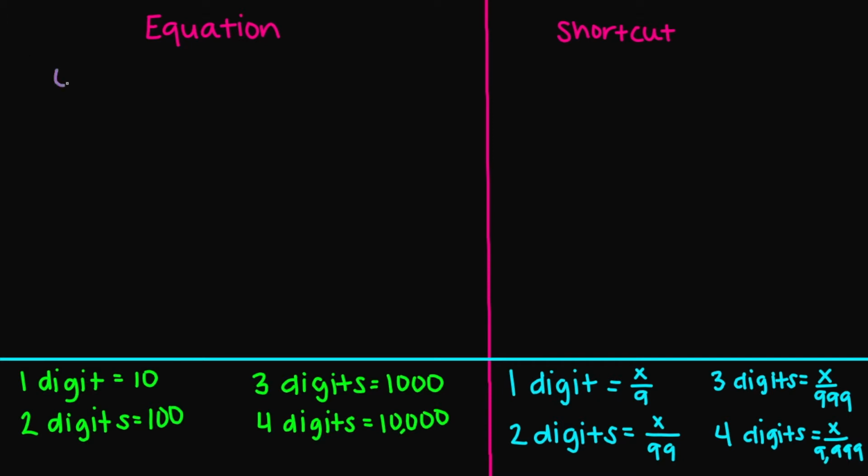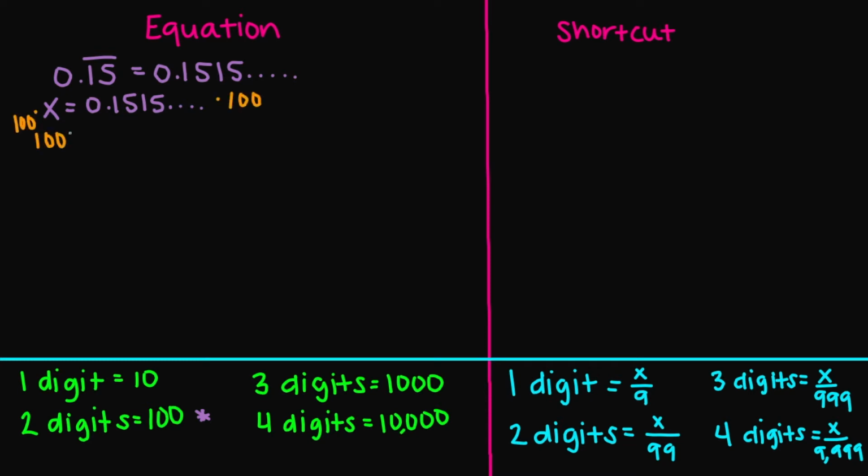So let's say we had 0.15 repeating. So this equals 0.1515, and it goes all the way down. So now I'm going to let x equal my 0.1515 repeating. Since I have two numbers that are being repeated, I'm going to multiply my equation by 100. So now you're going to get 100x equals 15.1515 repeating. All right, so these are the two equations here that we will be using.